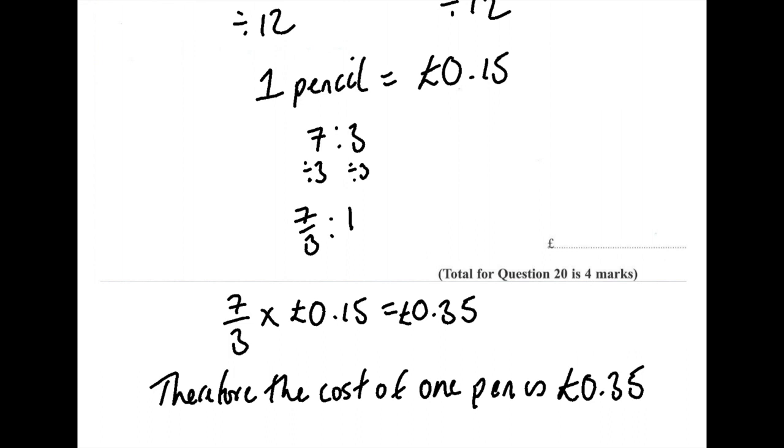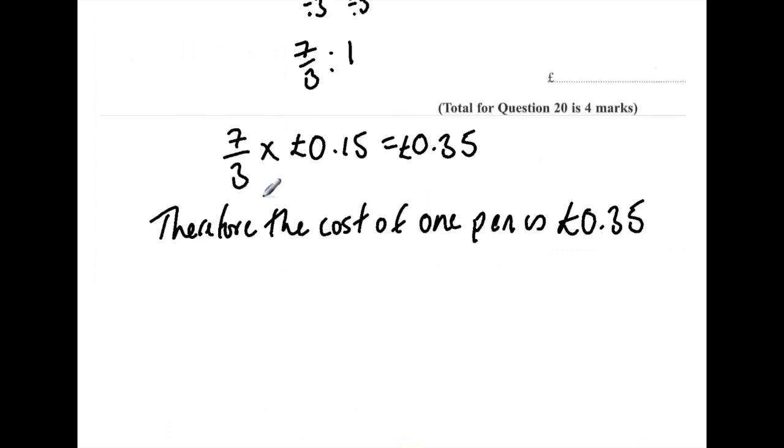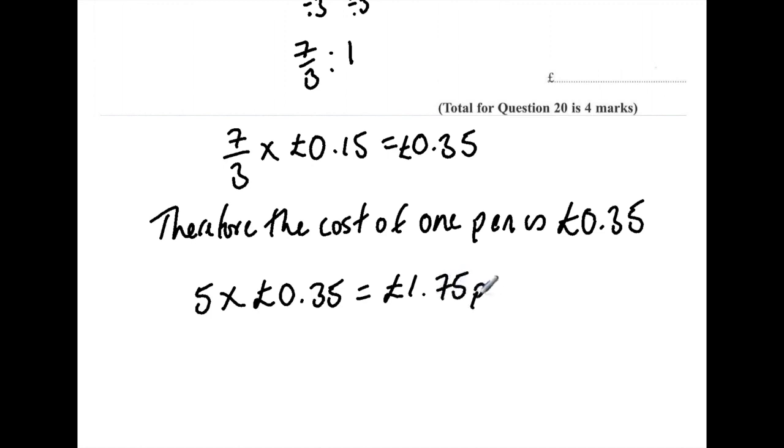So I'm going to multiply 0.35 by 5. So 5 times 0.35 is equal to £1.75. So that's the cost of 5 pens. So 5 pens is equal to £1.75, and that's our final answer.